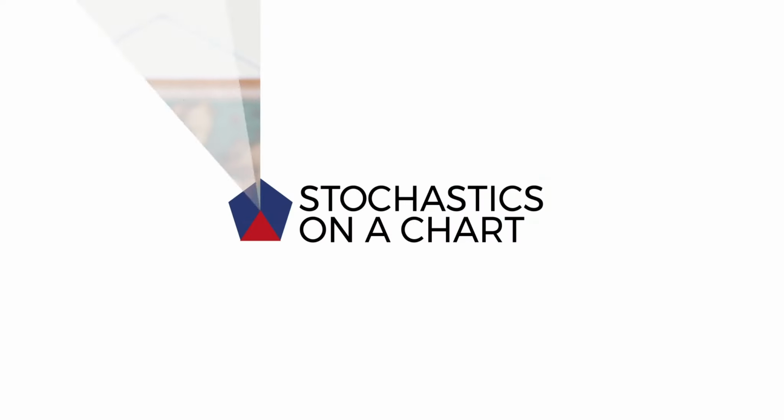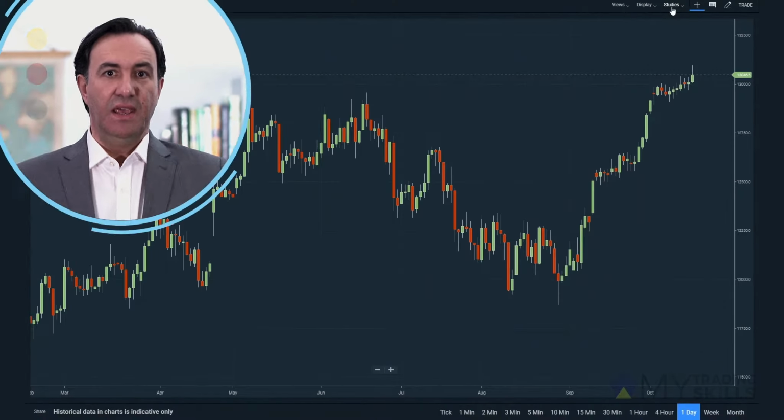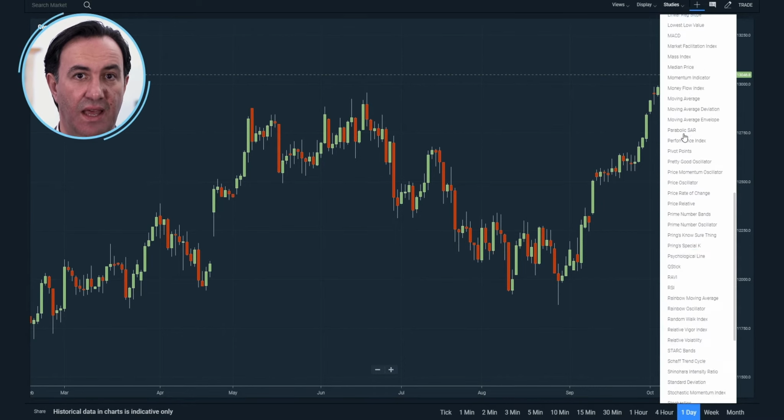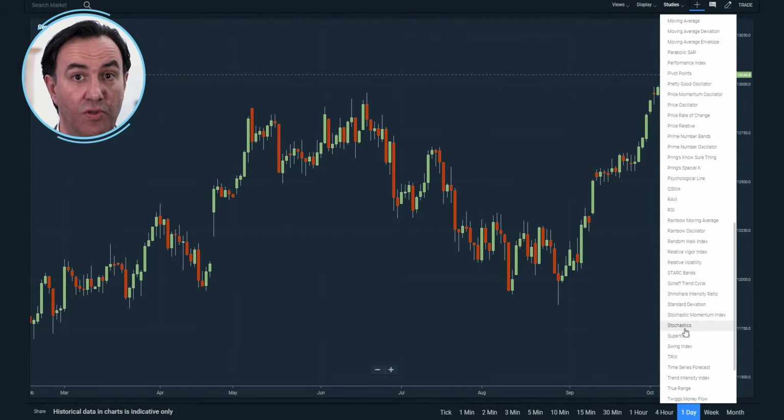Okay, what does it look like on a chart? Okay, let's look at how we add stochastics to a chart. As with the other indicators, this is fairly easy. Let's add a stochastics to a chart for the DAX, or as it's known in spread betting, the Germany 30 market. So if we choose studies from the drop-down, it will add the indicator below the chart.